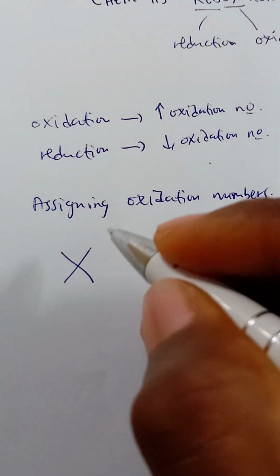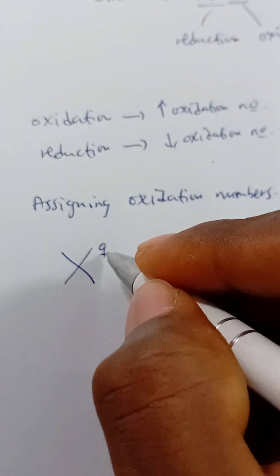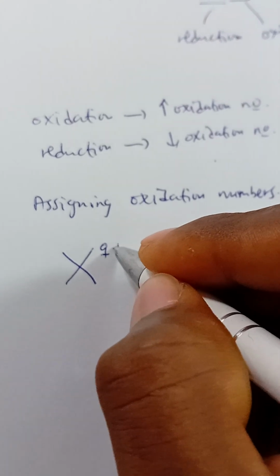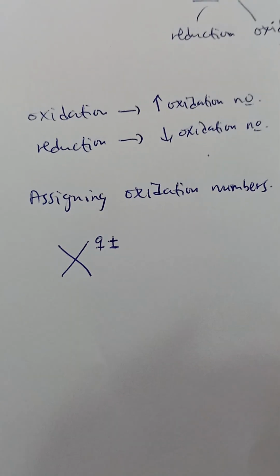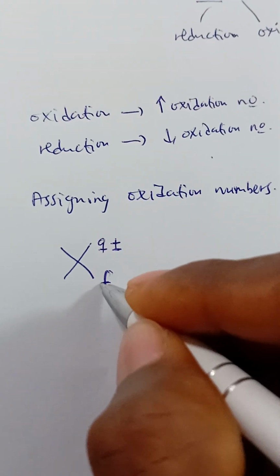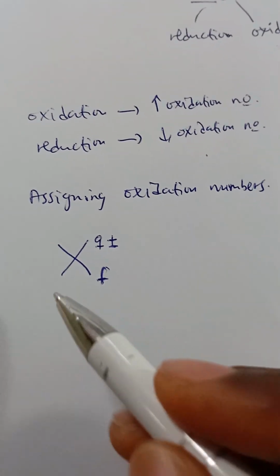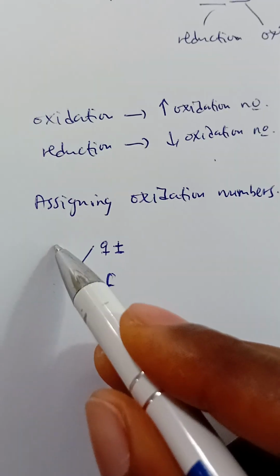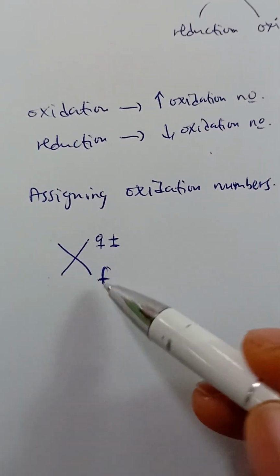First of all, if this is an atom, we will write the oxidation number here, the charge of the atom, either positive or negative. And then this is the frequency of the atom. So this is where the atomic number is, this is where the mass number is. But let's focus on this.